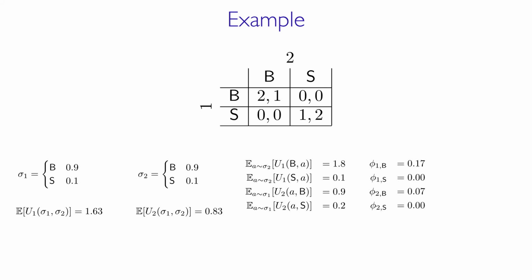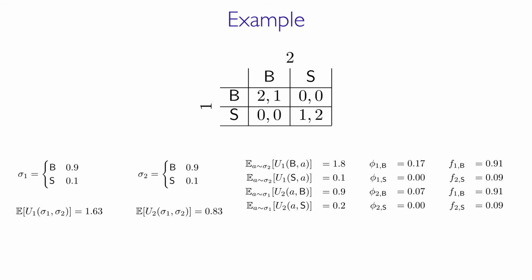So the values of phi function are 0.17 for action B of player 1, 0 for action S of player 1, 0.07 for action B of player 2, 0 for action S of player 2. The values of function f are 0.91 for action B of player 1, 0.09 for action S of player 1, 0.91 for action B of player 2, 0.09 for action S of player 2.